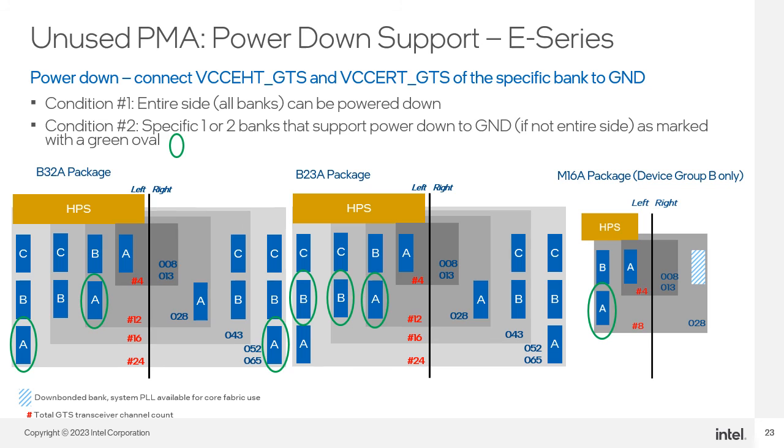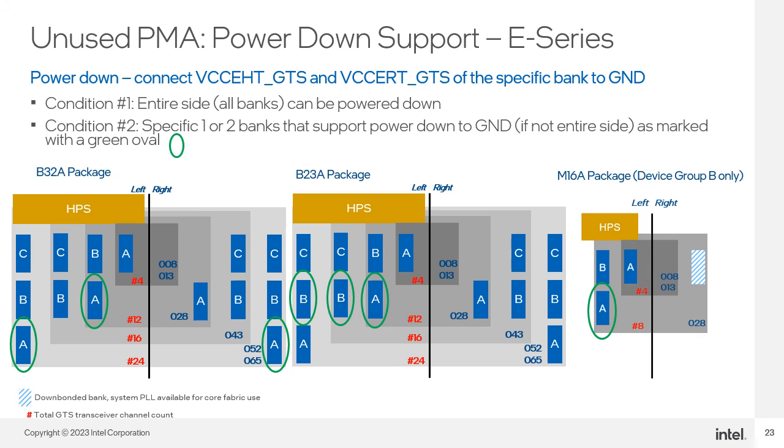In condition 1, the entire right side or left side can be powered down. This includes all banks on that side. In condition 2, only specific 1 or 2 banks that support power down to ground. In this diagram, the green oval shape is used to indicate which banks can be powered down. As you can see, bank A or B can be powered down.